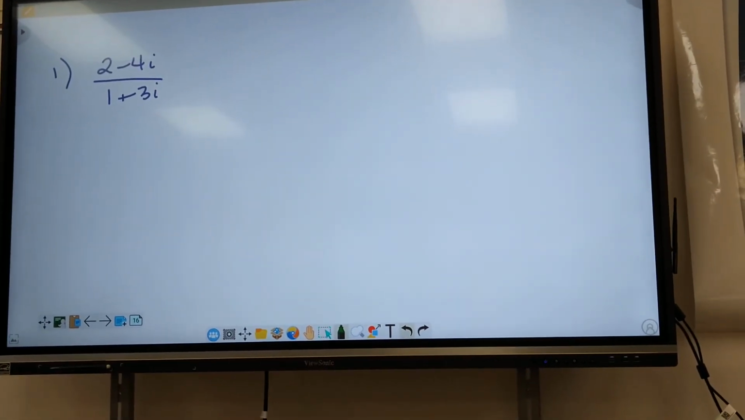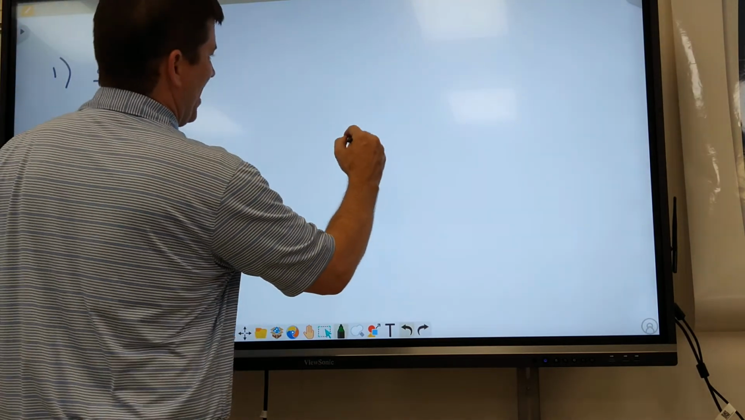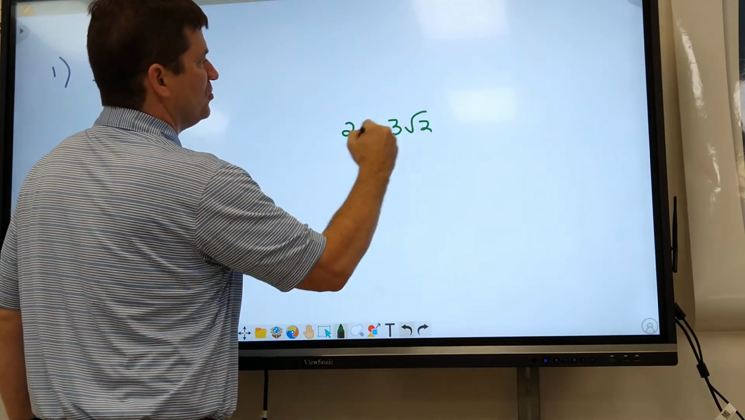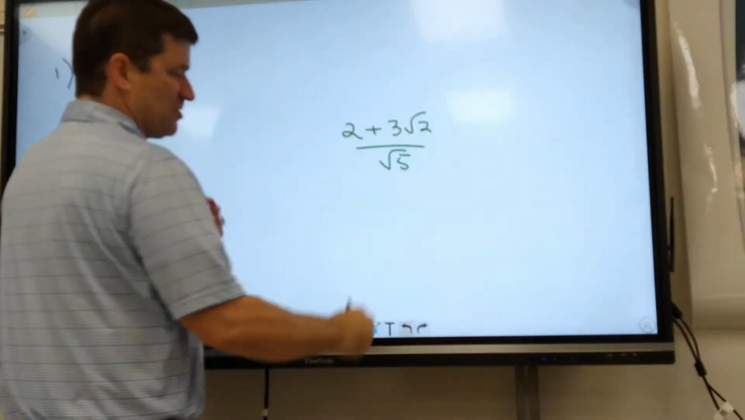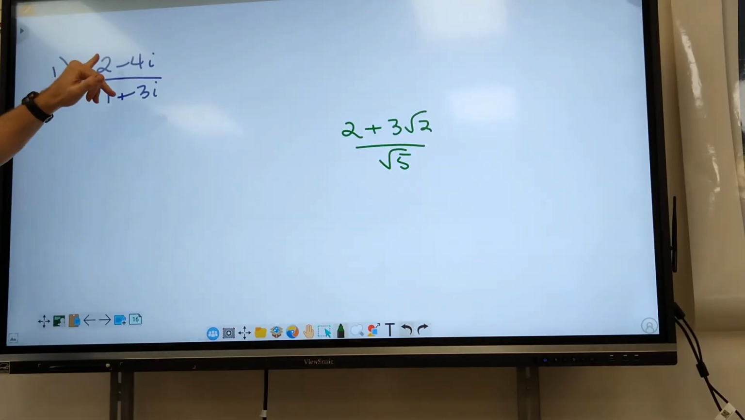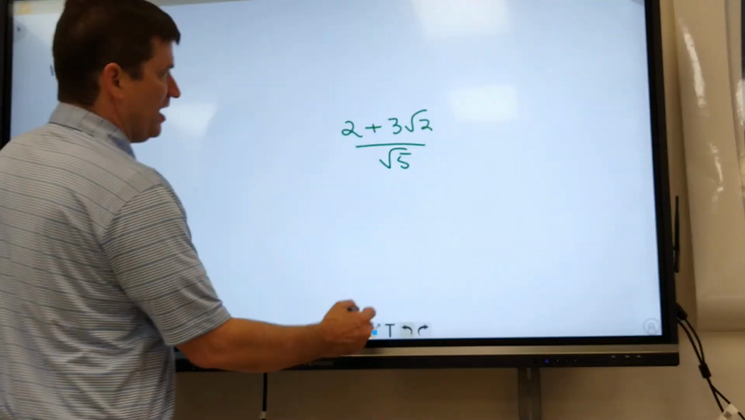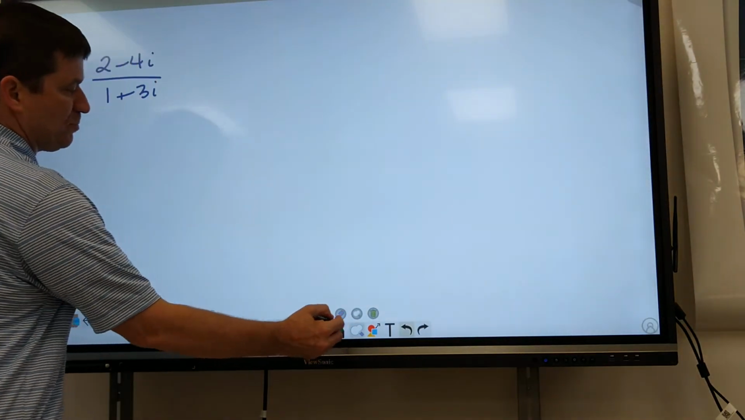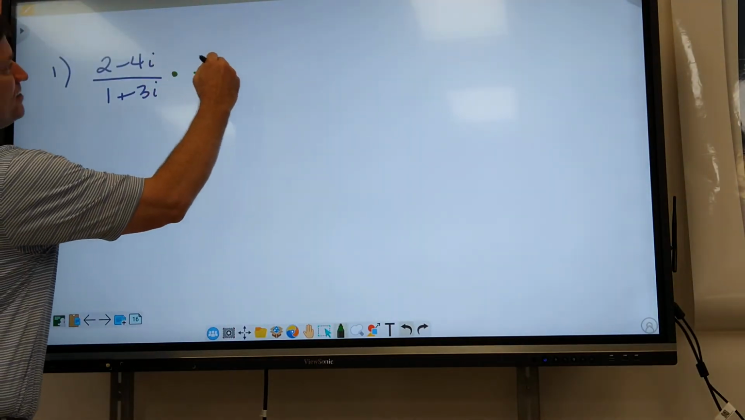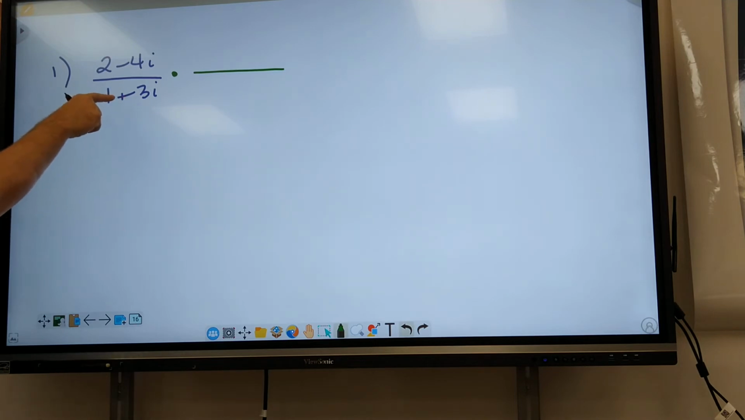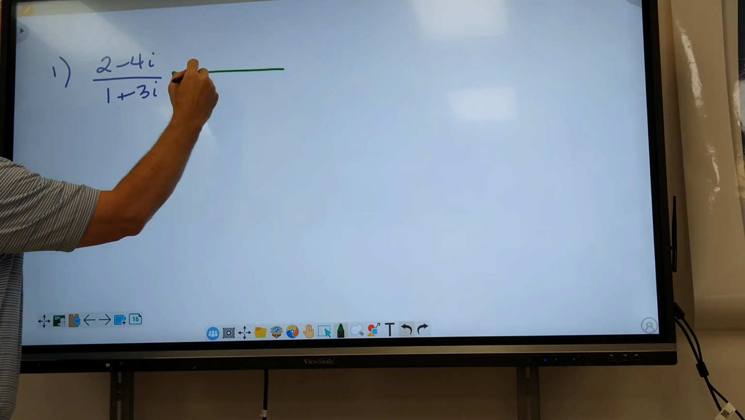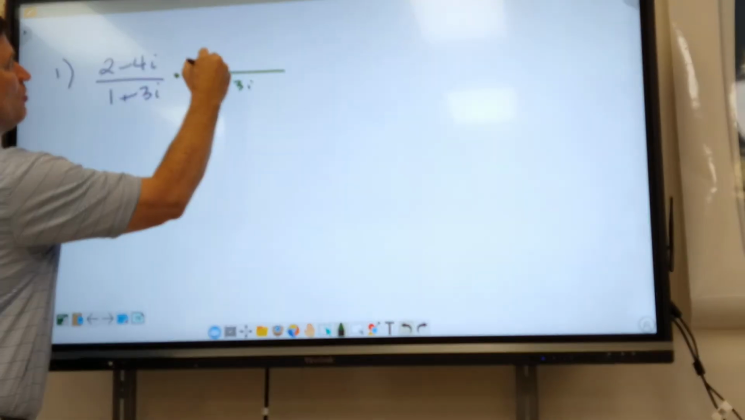All right, you guys know how a couple weeks ago we had problems that had something like this: 2 plus 3 root 2 with a root 5 on the bottom. You know the rule where you can't have a square root on the bottom, you've got to simplify it. Same thing here, you can't have an i on the bottom of a fraction either. So we have to simplify it. How do you simplify it? You multiply both sides by whatever's on the bottom, but you flip the sign in front of the i. So we've got to multiply by 1 minus 3i on top and bottom.